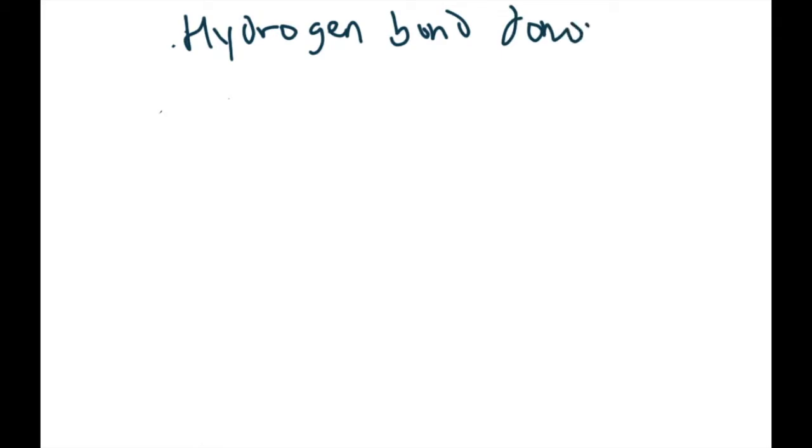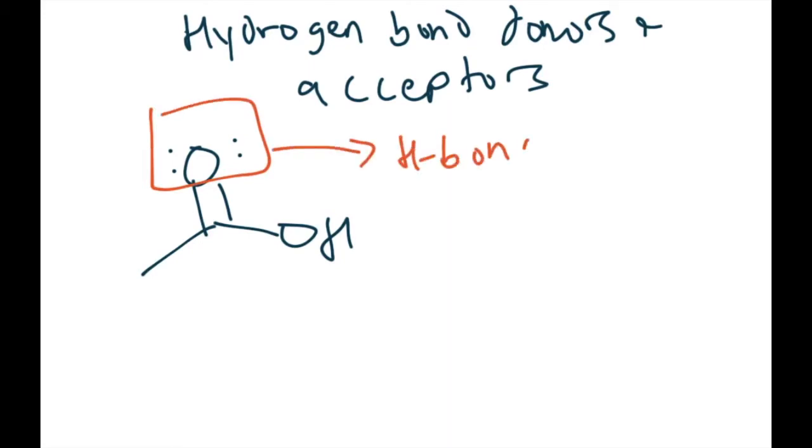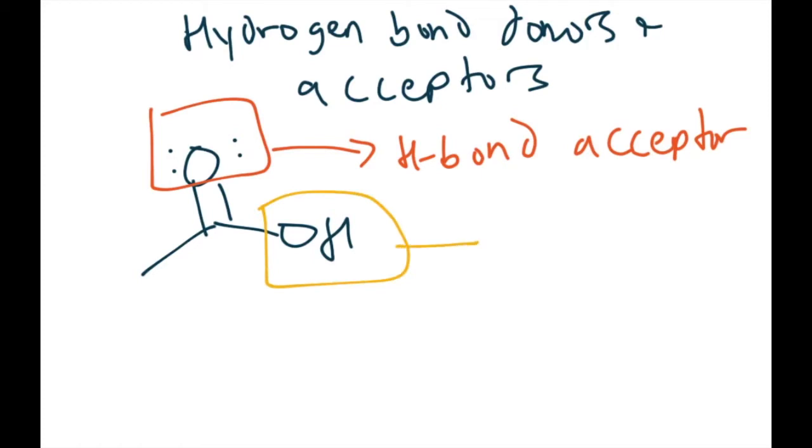So let's talk about these as hydrogen bond donors and acceptors. All right. So we look at a carboxylic acid. You have an oxygen, which has a lone pair. This is an H bond acceptor. And then you've got an OH, which is an H bond donor. So you have both hydrogen bond donors and hydrogen bond acceptors in the same molecule.